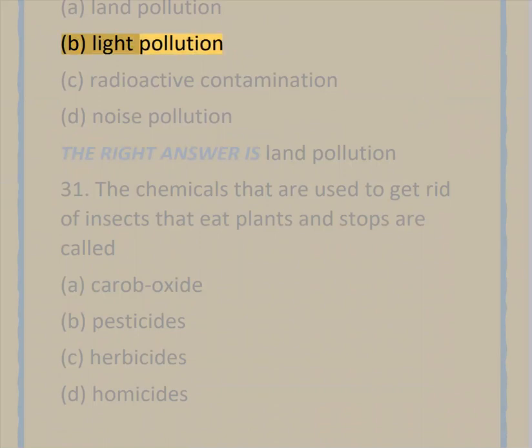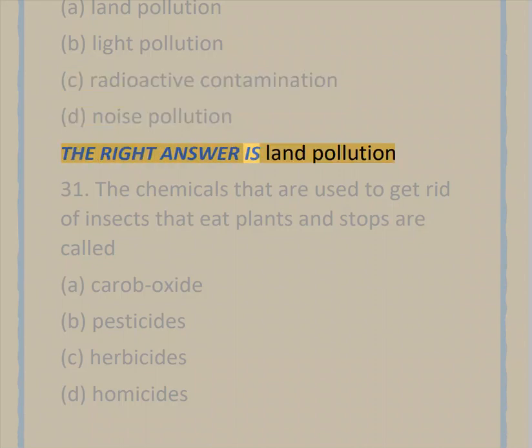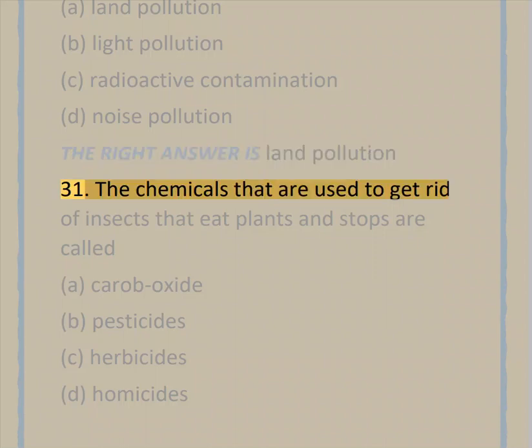30. The salinization of soil is classified as a type of A. Land pollution, B. Light pollution, C. Radioactive contamination, D. Noise pollution. The right answer is land pollution.